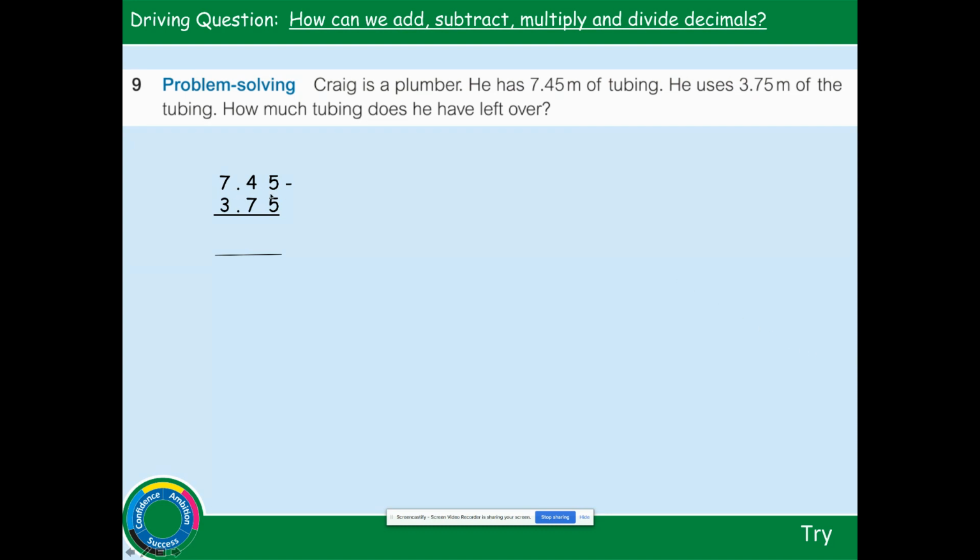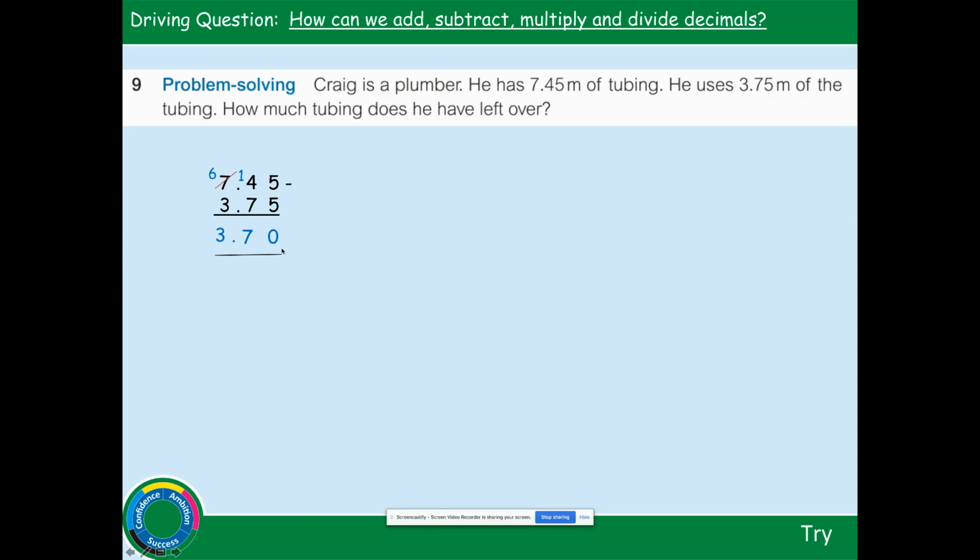Remember, the biggest number goes first when you're subtracting, and the smaller number underneath. So 5 subtract 5 is 0. 4 subtract 7, I can't do that, so I need to come over to the 7. I'm going to use 1, so make it a 6 and put the 1 over here. 14 take away 7 is 7. 6 take away 3 is 3.